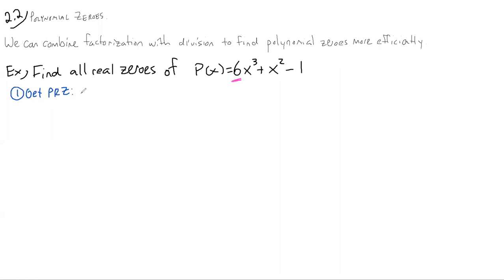So on the top, it will be factors of 1, so just 1. And on the bottom, it's going to be our factors of 6, because that is the lead coefficient there. So 1, 2, 3, and 6. And so what we'll end up getting is this list plus or minus 1, a half, a third, or a 6. And step 2, find 1.